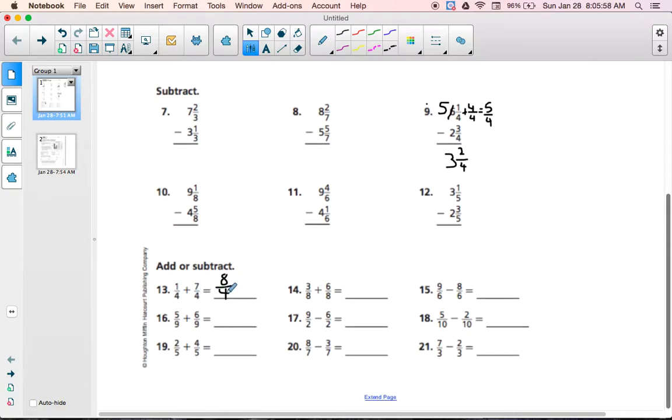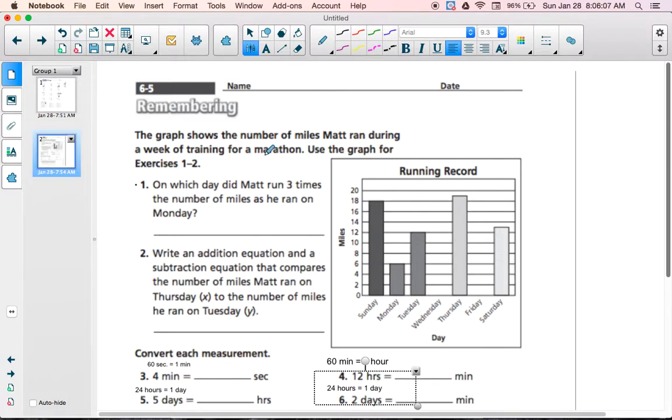Here you're just adding and subtracting, and you can leave it as a fraction, so 1/4 plus 7/4 is 8/4. Let's look at the remembering side. I want you to do problems 1 through 11 odd and the stretch your thinking.